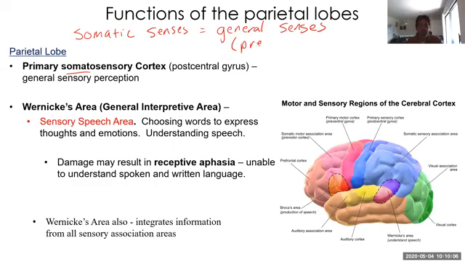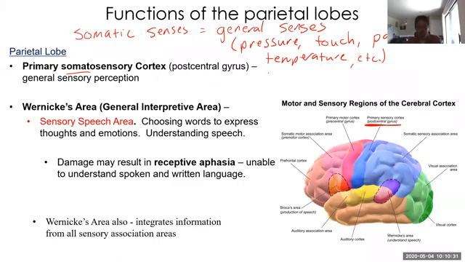So pressure, touch, proprioception would be a good example. Pain, temperature, etc. So all of those general senses will be going to the parietal lobe, to that postcentral gyrus for perception.